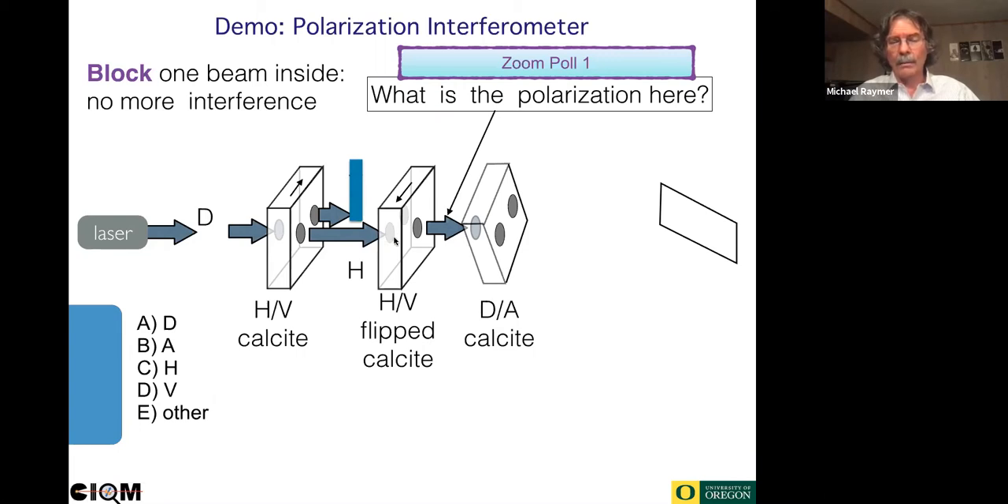Does it do anything to the polarization? If I put depolarized light here into an HB calcite, it splits it into an H beam and a V beam, because a depolarized would have both H and V components. And the H goes through one path and the V gets deflected to a different path. But if I put pure H into an HB calcite, how many beams come out and what is the polarization? You're essentially analyzing an H polarized state with an HB analyzer.